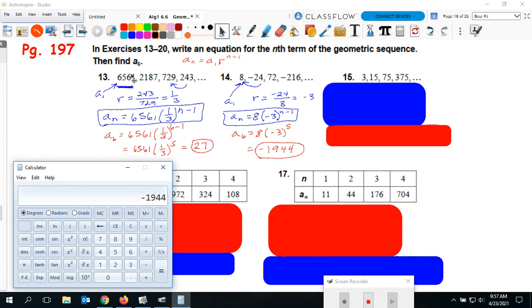So if we wanted to find the 10th one, we put 10 minus 1, and our exponent would be 9, and we could do the same thing on the calculator. Let's go right now, pause the video, do number 15, and then play it to check your answer for 15.